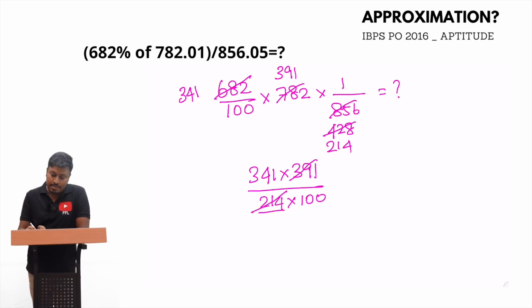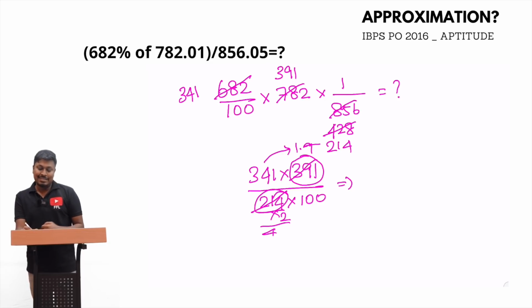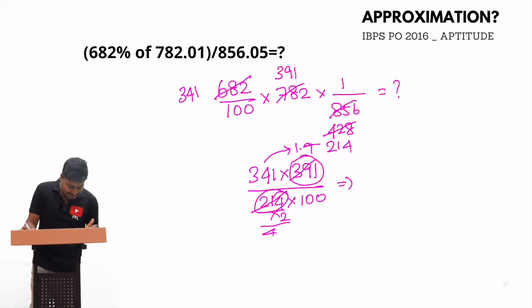But here the numerator is 391 something, so definitely it will not be 4, it will be around 1 point something. We can go with 1 point something, understood or not? Because 214 into 2 will be 400, right? But here the numerator is only 391, so definitely we can't multiply this by 2, something around 1.9 or 1.8 something. So 341 into 1.8, so this will be around I think 6 something.